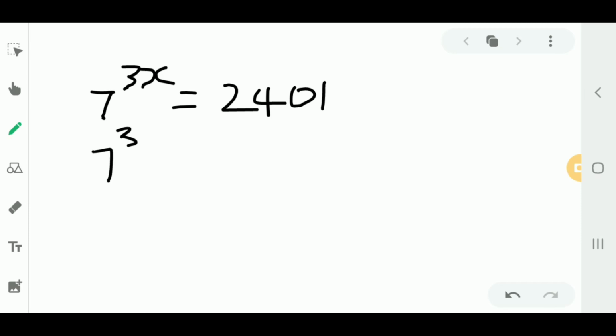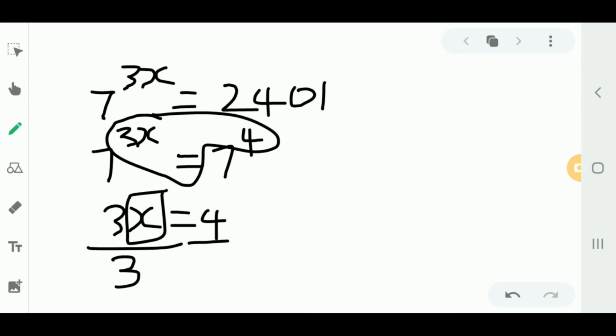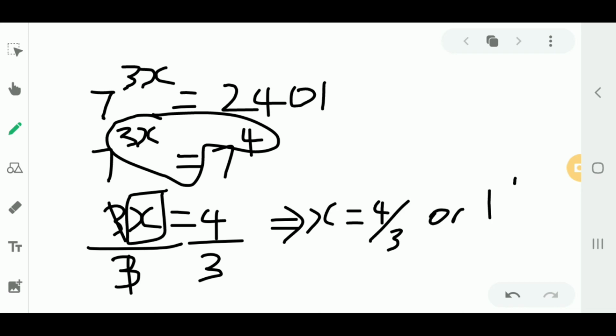Let's say we have 7 to the 3x is equal to 2401. Here, the lowest base is 7, so that means we're converting the 2401 to base 7. So 7 to the 4th power gives you 2,401. Now that the bases are the same, we're equating the powers. So now we have 3x is equal to 4, and we want to make x the subject of the formula, so we're dividing both sides by 3. That means x is equal to 4 over 3, or 1 1/3.